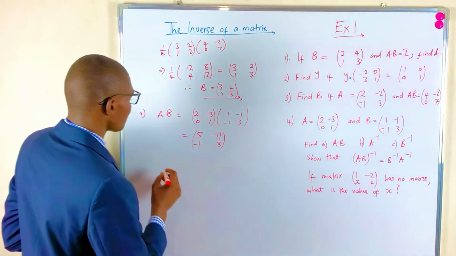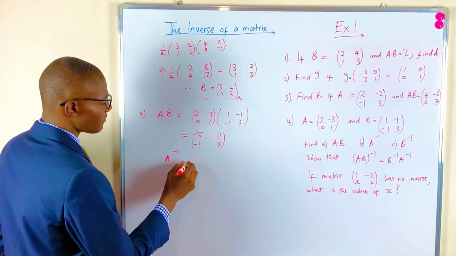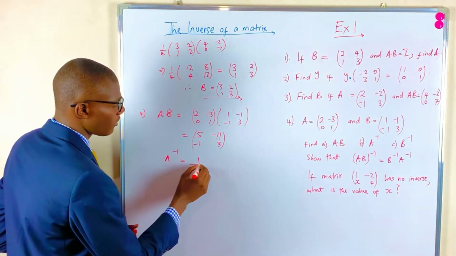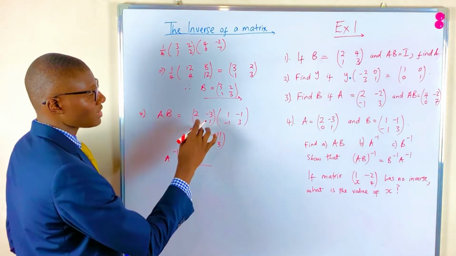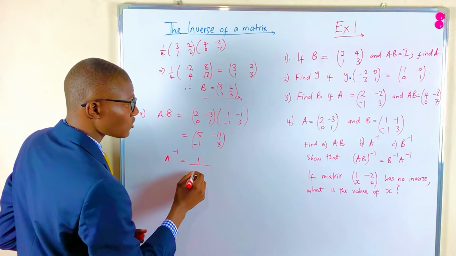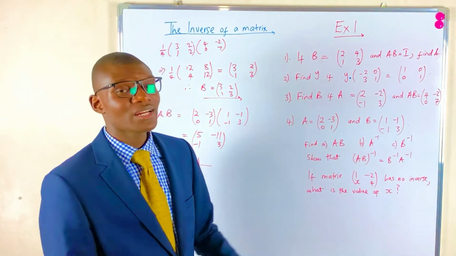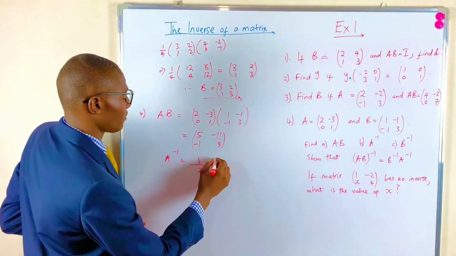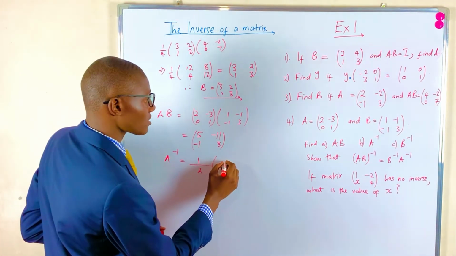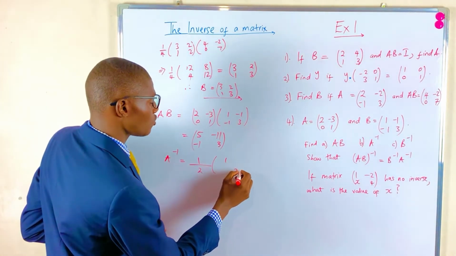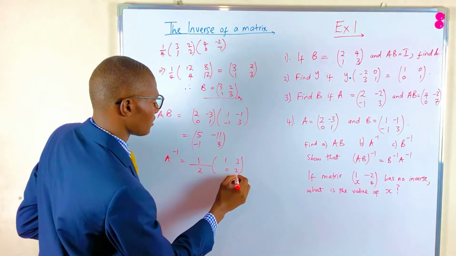The second part requires us to find the inverse of A, which is 1 over the determinant. The determinant being 2 times 1, which is 2, minus 0 times -3, that's 0, times the matrix [1, 3; 0, 2], like this.